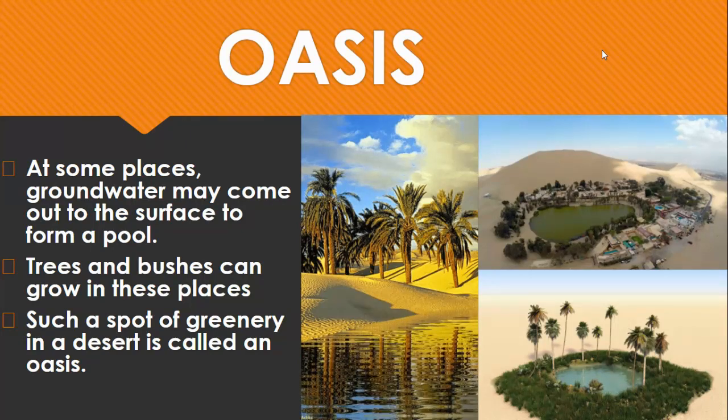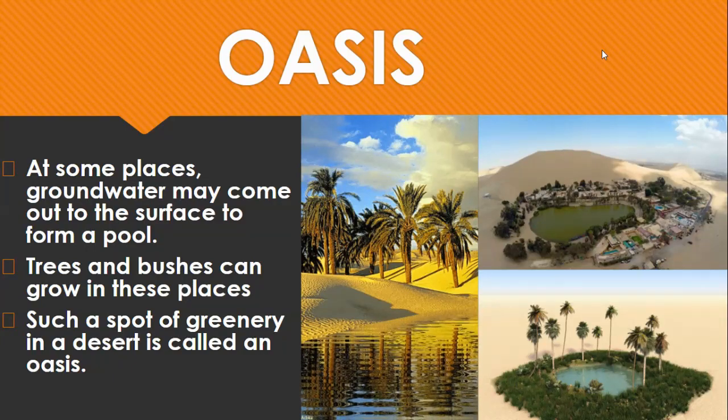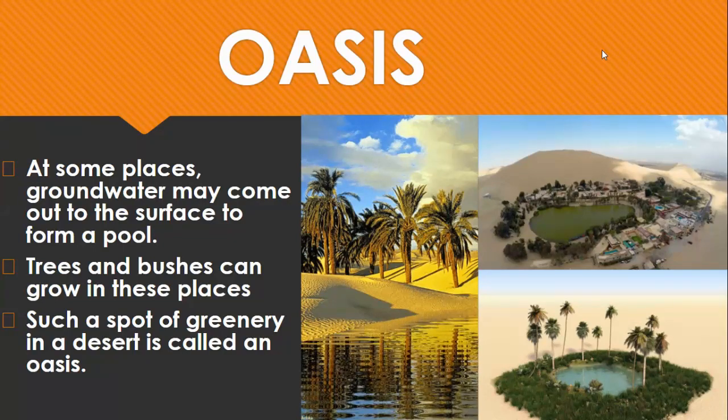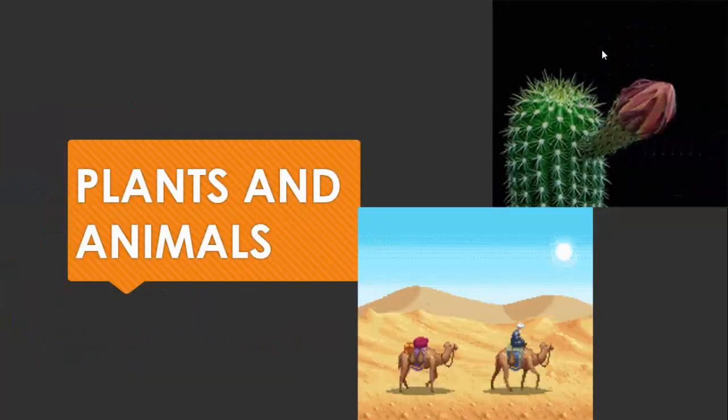At some places, groundwater may come out to the surface to form a pool. Trees and bushes can grow in these places. Such a spot of greenery in a desert is called an oasis.